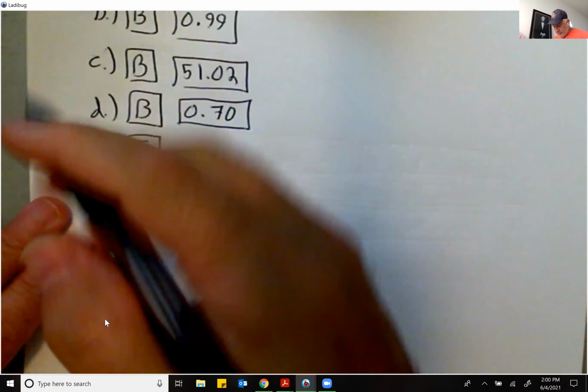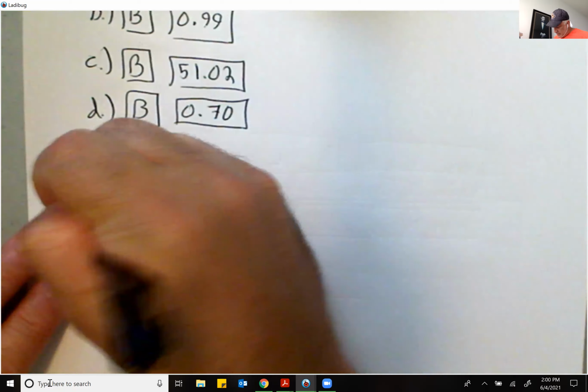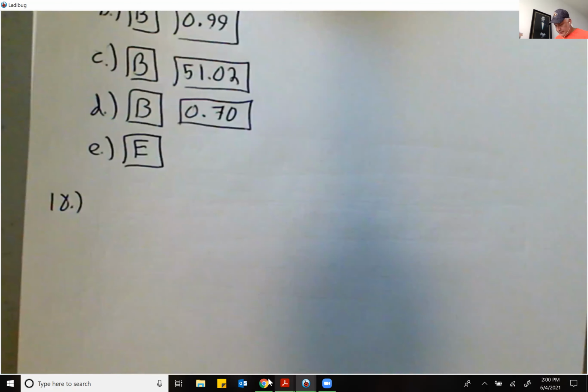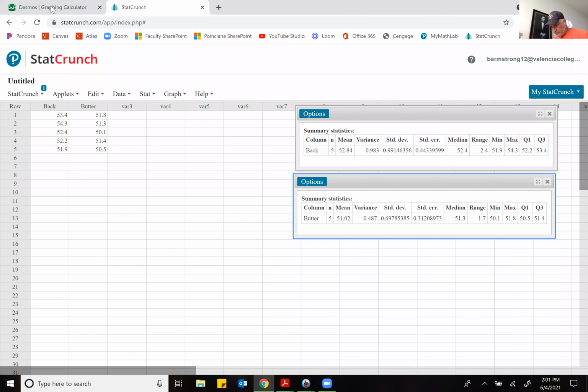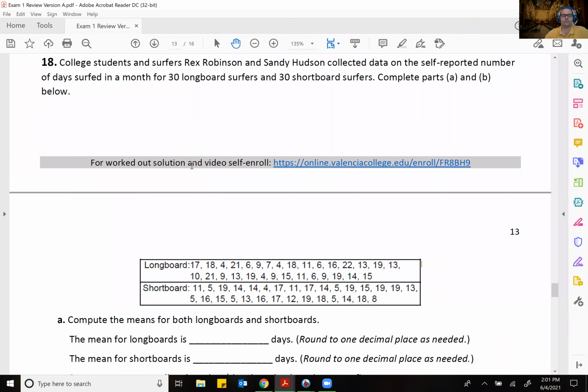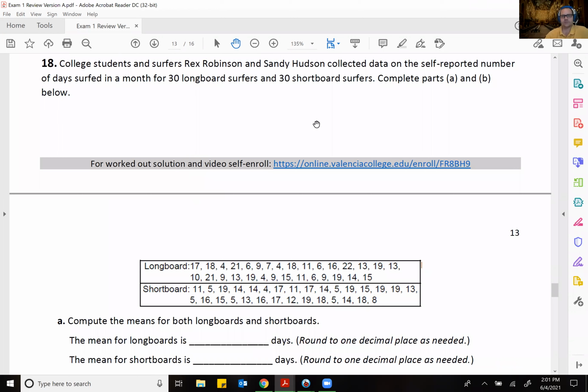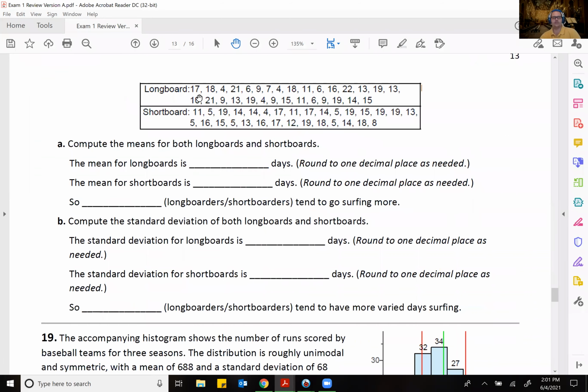All right, 18. Oh, I'm totally in the wrong thing. Let's go to our exam. All right, so we got surfers. Okay, and we collected data about long boards and short boards. So we need to find, again, the mean and the standard deviation.